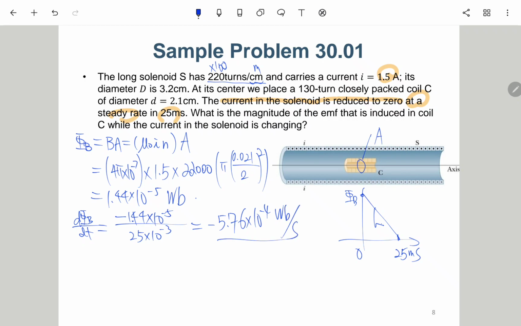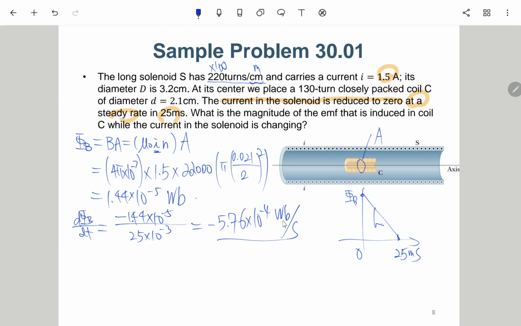Okay. So at 0 seconds, this is phi B, which is this value, and at 25 milliseconds the current becomes 0. Also we know that phi B should be proportional to the current. So if the current is reduced at a steady rate, phi B is also reduced at a steady rate. So the slope of this curve is actually this one.